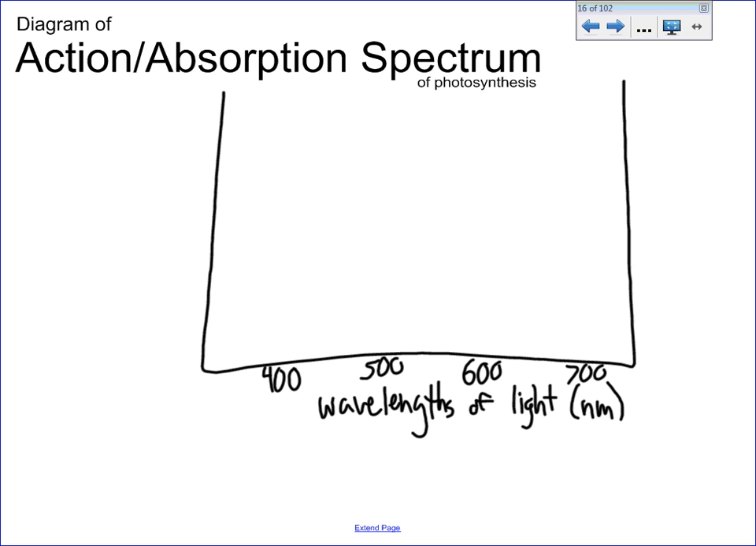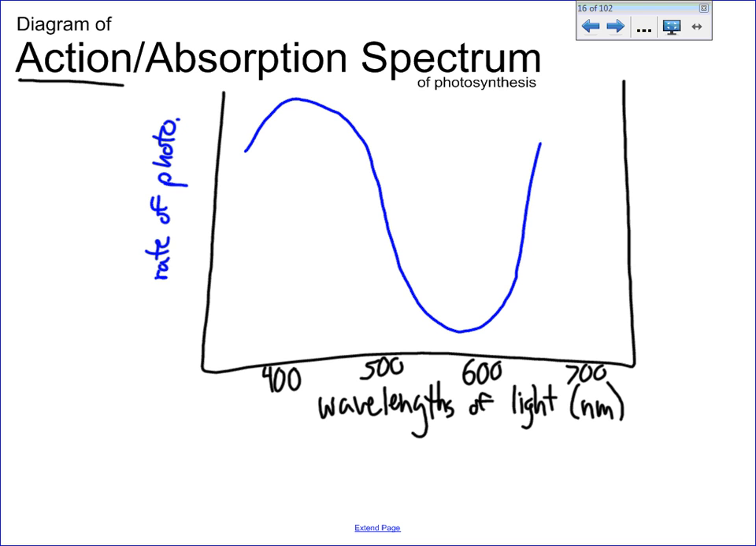Now we're going to do the action spectrum of photosynthesis first. The action spectrum of photosynthesis represents all the wavelengths of light that are used in photosynthesis. So our y-axis here can be the rate of photosynthesis. So at a given wavelength of light, photosynthesis proceeds at different rates. And generally, there's a huge peak in the blue-purple. It dips down for green and then has another peak in the red-orange area.